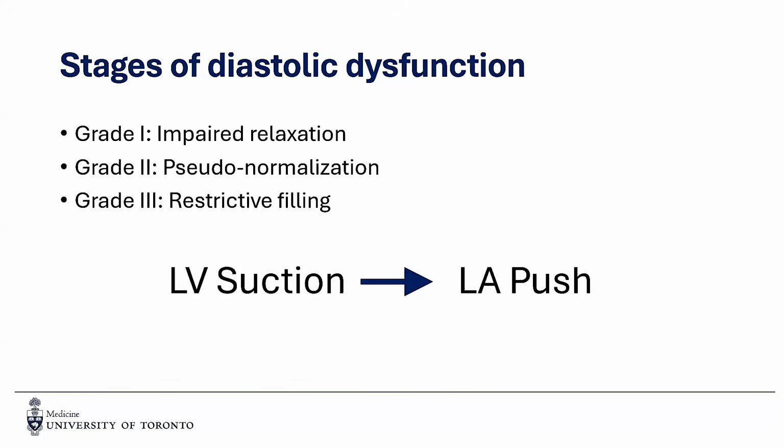LV filling. Specifically, in normal physiology, the predominant process, as we've already talked about, that drives blood from your left atrium to your left ventricle is the active relaxation of your left ventricle that subsequently sucks blood from your left atrium to your left ventricle. As we progress and have impaired relaxation, you subsequently have an increase in your left atrial pressure, or your left atrial push, to push blood into the left ventricle that is no longer sucking blood appropriately. This is a way to conceptualize the different changes that occur as we go through grade 1 to grade 3 diastolic function.